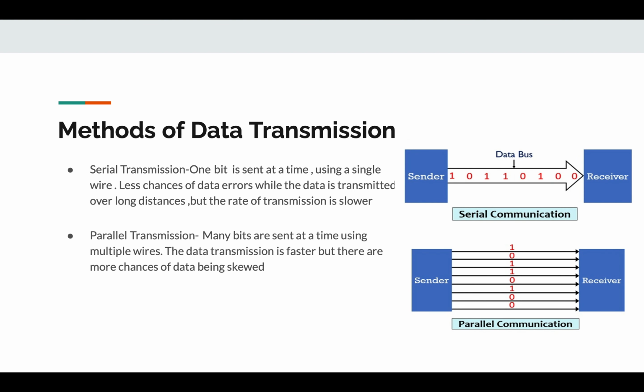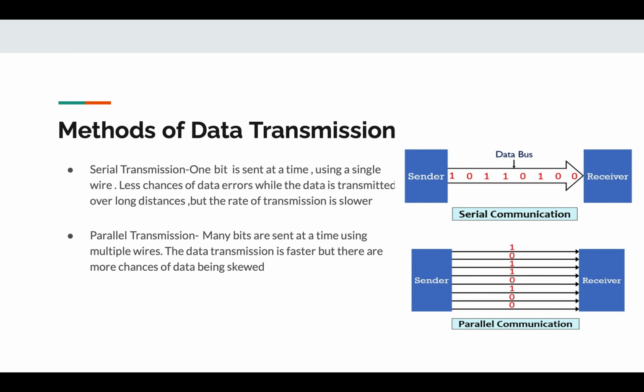Different methods of data transmission. There are two different methods of data transmission. Number one, serial transmission. In serial transmission, one bit is sent at a time using a single wire. There are lesser chances of data getting skewed. That is, there is lesser chance of data errors while the data is transmitted over long distances. However, the rate of transmission is very slow.